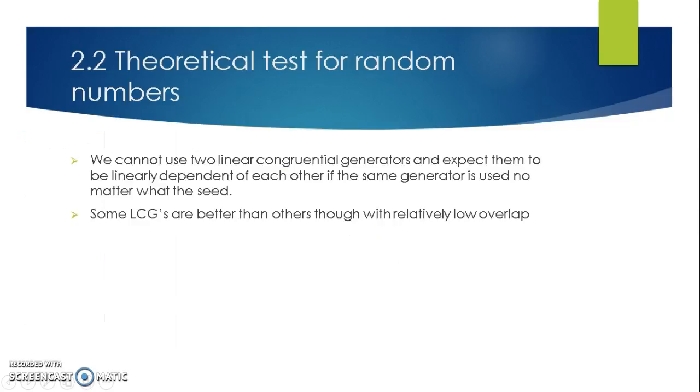So for our next one, we're going to have our theoretical test for random numbers. Basically what this is saying is that if you have two linear congruential generators that are exactly the same, so if you use the linear congruential generator twice in a row, let's say for x and y, we can expect them to be linearly dependent on each other for the same generator, no matter what the seed. So basically what this means is that they are reliant on each other, and this might affect your results for the test. So what we want to do is we want to use LCGs, linear congruential generators, that have relatively low overlap. Overlap is just basically if their periods overlapped if they started with different seeds.